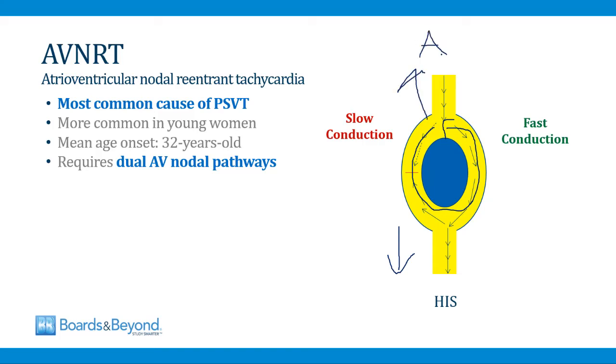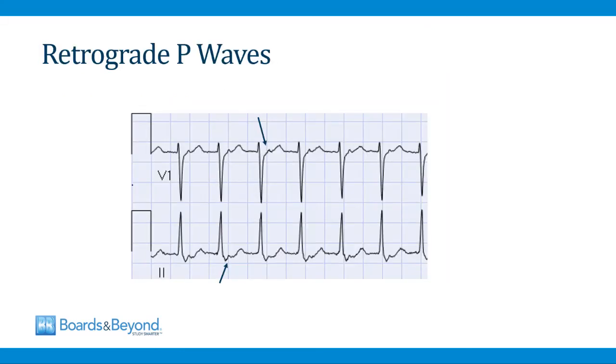That will generate a P wave, but it will be a special kind of P wave called a retrograde P wave. So here is an ECG of a patient with AV-NRT, and after each QRS complex there is a little bump. That is a retrograde P wave. You can see one coming after each and every QRS complex, and that is a classic finding in patients who have AV-NRT. The abrupt onset of a supraventricular tachycardia with retrograde P waves, that is AV-NRT.